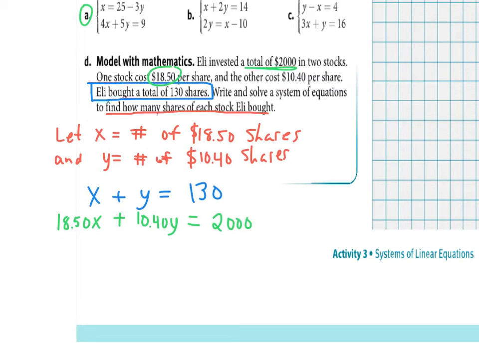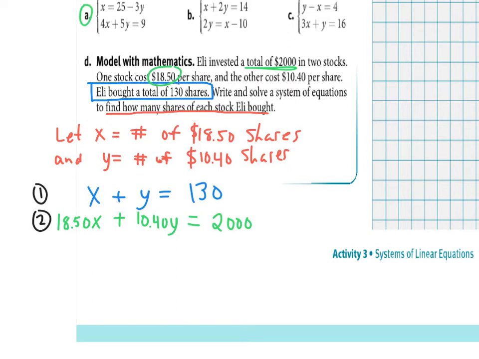So if you take a look, the blue equation, and keep these straight, these can be confusing, is just about the number of shares, and the total was 130. The green equation is about the dollar amounts. The total dollar amount was 2,000, and it was $18.50 for each, plus $10.40 for each of those. Now we have ourselves a system of equations, and we can solve this. We're going to use the substitution method one more time.